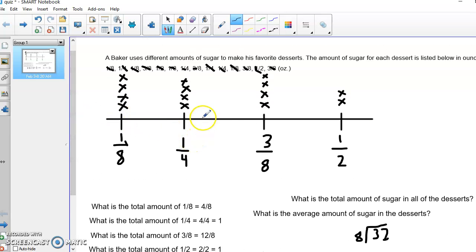2/7 is right around here on our line plot, so the average amount usually is somewhere close to the middle of our set of data.